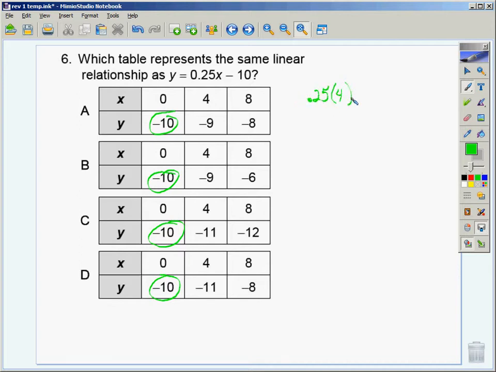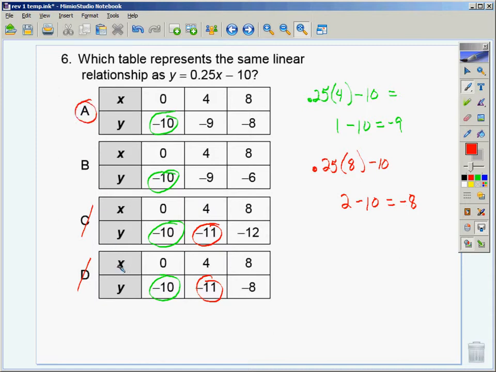0.25 times 4 minus 10. 0.25 times 4 was 1. 1 minus 10 is a -9. That eliminated C and D as possibilities because they came up with -11. Then I plugged in the 8. 0.25 times 8 minus 10. 0.25 times 8 was 2. 2 minus 10 is -8, which is why A is the correct answer.